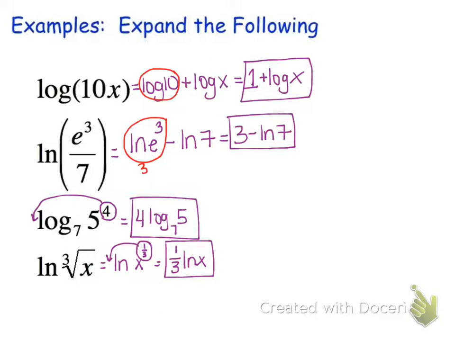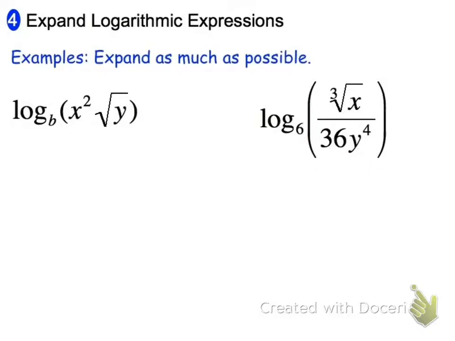Let's go ahead and look at some more complicated examples that'll require us to put more than one of these together at a time. Alright, so once again we're going to expand these logarithms as much as possible. Taking a look at the first one, the first thing I notice is that I have the log base b of a product, x squared times the square root of y. So we know that the first step would be to switch these into a sum. Log base b of x squared plus log base b of the square root of y.